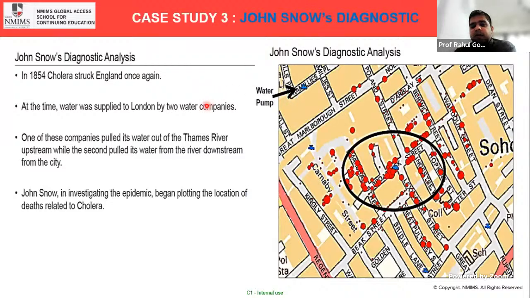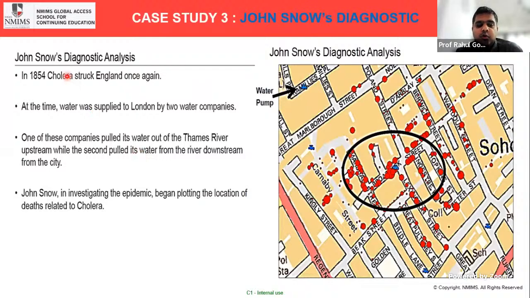Okay. So this is again the finding, using the data analysis. In 1854, a cholera epidemic struck England once again, and at that time water was supplied to London by two water companies. One of these companies pulled its water out of the Thames River upstream, while the second pulled its water from the river downstream.